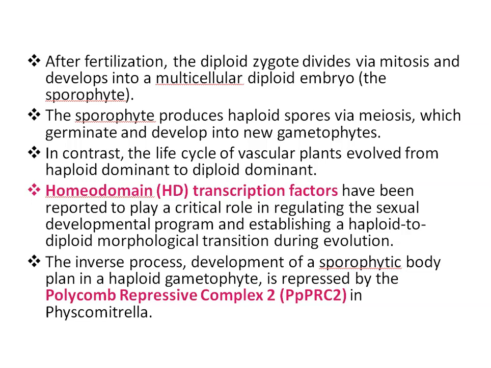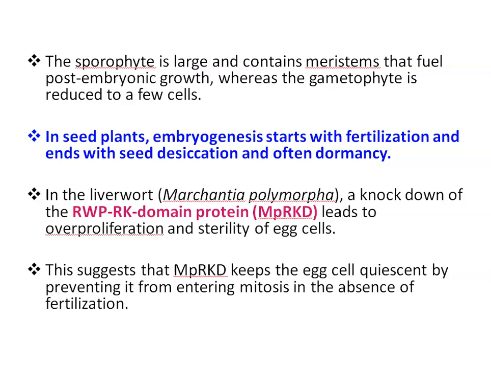The inverse process, the development of a sporophytic body plan in the haploid gametophyte, is repressed by the polycomb repressive complex 2, PRC2, in Selaginella. The sporophyte is large and contains meristems that fuel post-embryonic growth, whereas the gametophyte is reduced to a few cells. So, in seed plants, embryogenesis starts with fertilization and ends with seed desiccation and often dormancy.